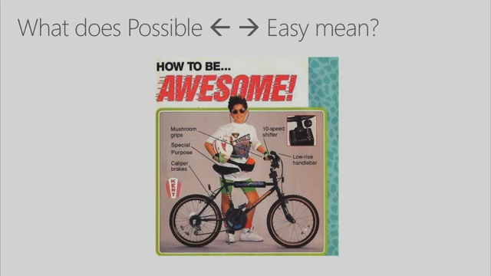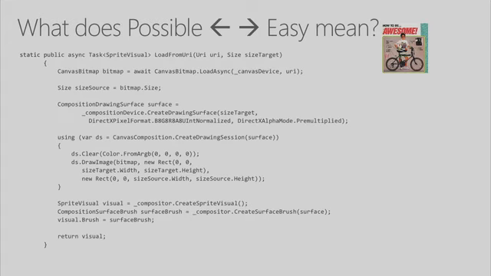So when we think about an image here and how this image gets on the screen, this is how we start thinking about possible versus easy. Now I'm going to spare you the actual Windows image coding code of what it would take to decode an image. But let's look at what the Windows composition code might look like to get an image and display it on the screen. So there's a lot of code here, right?